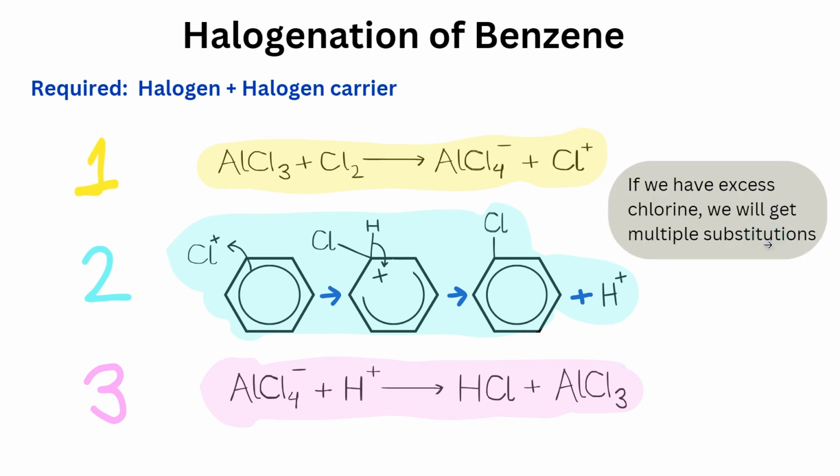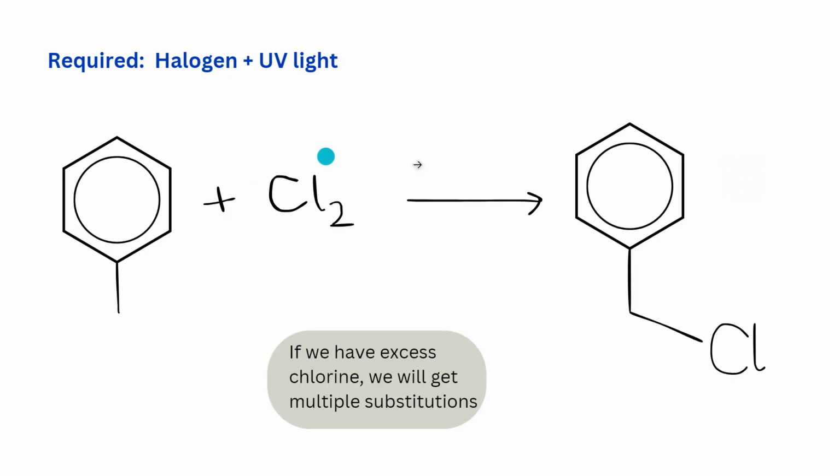Okay. Now you also need to know that if we have excess chlorine, we will get multiple substitution. Not just one hydrogen will be substituted by chlorine, but many others as well. Now what if we change the conditions from halogen plus halogen carrier catalyst to halogen plus UV light? A totally different reaction is going to occur. No electrophilic substitution will occur. Free radical substitution will occur instead.